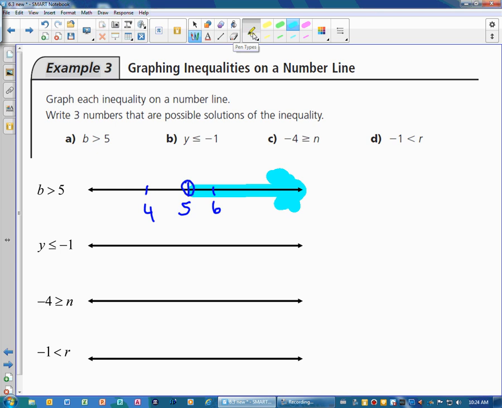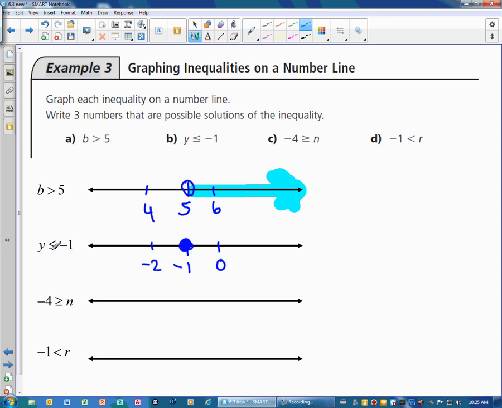Okay, second one. We have y is less than or equal to -1. Again, the only thing that's important on my number line is -1, but if you want to, put 0 and put -2, if you want to. Okay, y is less than or equal to -1. Because it's a less than or equal to, you have a closed circle because it could equal -1.